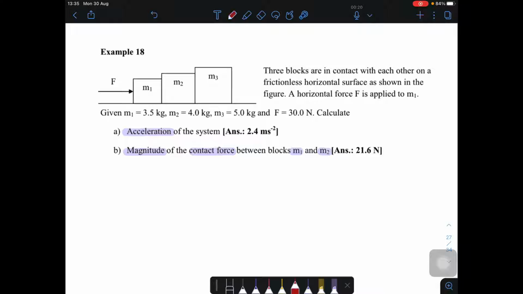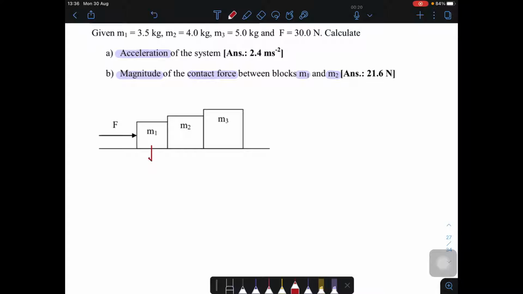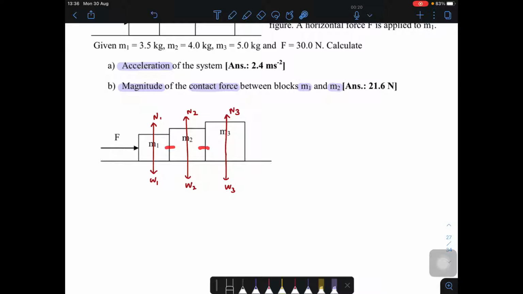Okay, so now let's identify the forces first. Kita tahu setiap blok ni akan ada weight force going downward, normal force going upward, sama juga this one. Since they are in contact with each other, there is a contact force in between the blocks.